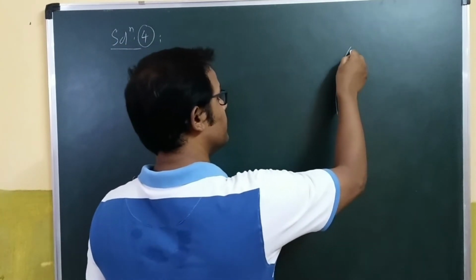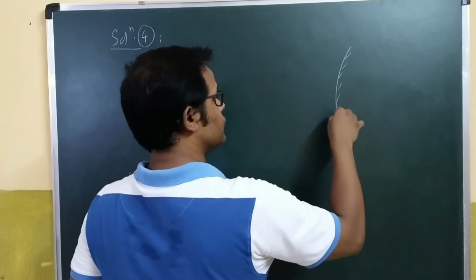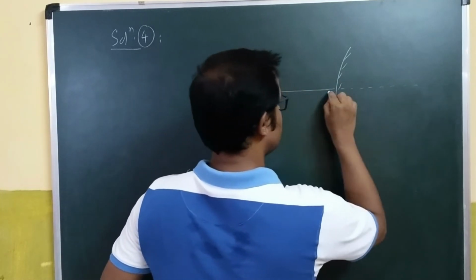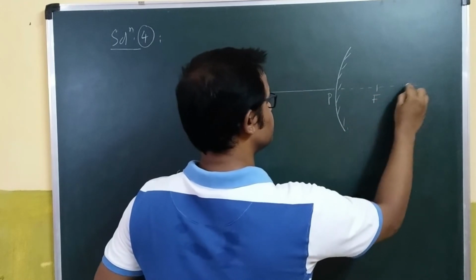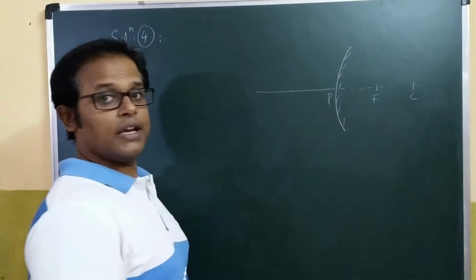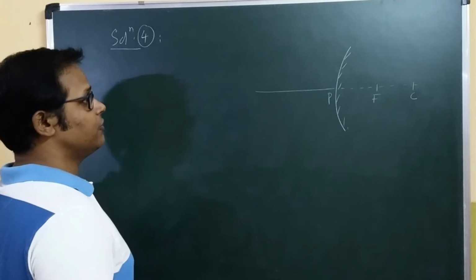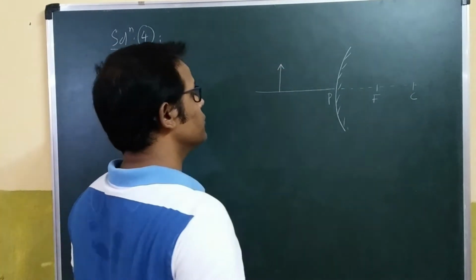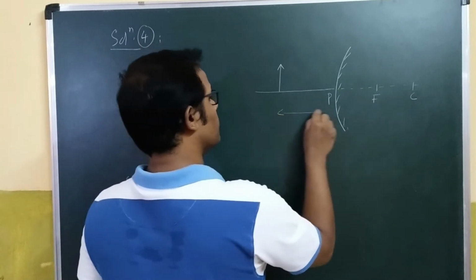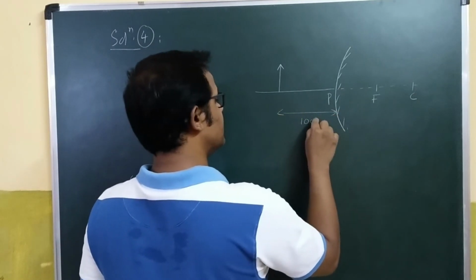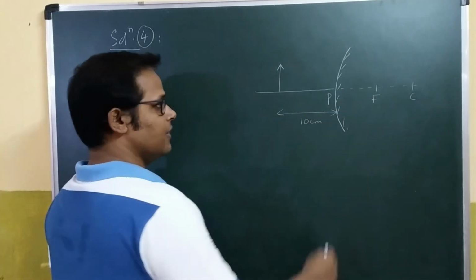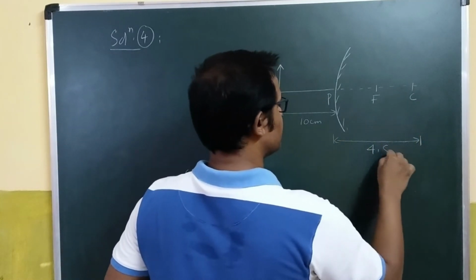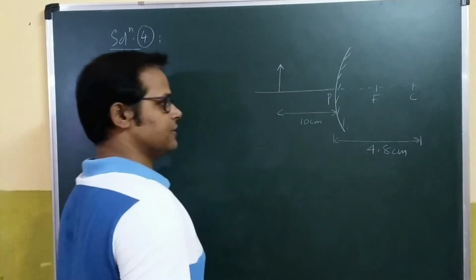Slightly moving higher up, this is your convex mirror. In the question it is mentioned as diverging mirror. So this is how it should look in terms of a diagrammatic view. Objects are always on the left hand side. So it says that initially the object distance was 10 centimeters. The radius of curvature, the distance from P to C, is given as 4.8 centimeters.